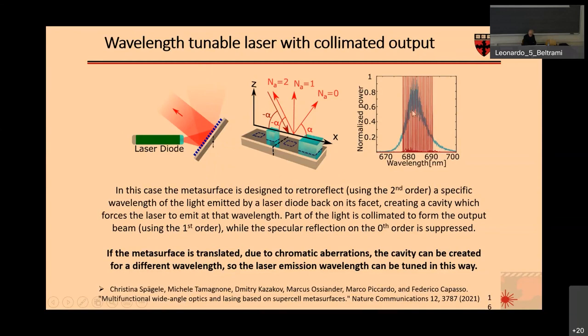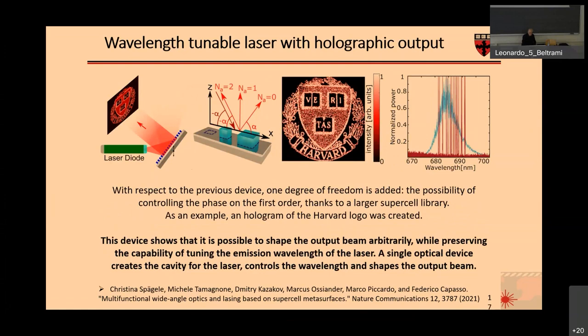This is a semiconductor laser. I think this is quite exciting. In fact, we are also thinking of commercializing them. We are in touch with a number of companies because I think that this is a tremendous simplification compared to other external cavity lasers. In fact, we also demonstrated that the output can be a hologram.